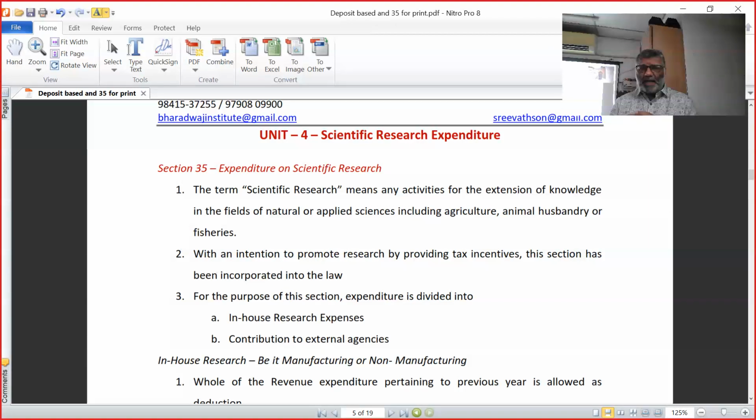All these things come in the basket of section 35. Why should something fall under section 35? Because it is a capital expenditure which is going to be allowed as deduction. If deduction is as a percentage of the asset, then they will take it to section 32. If the asset itself can be claimed as deduction, then they will make it fall under section 35.